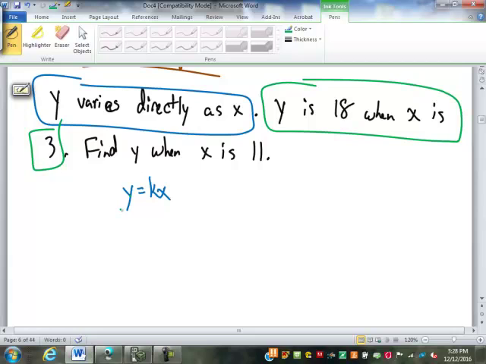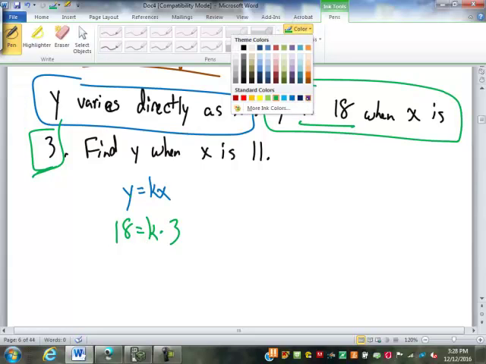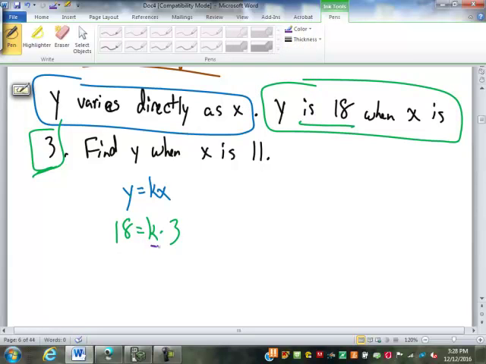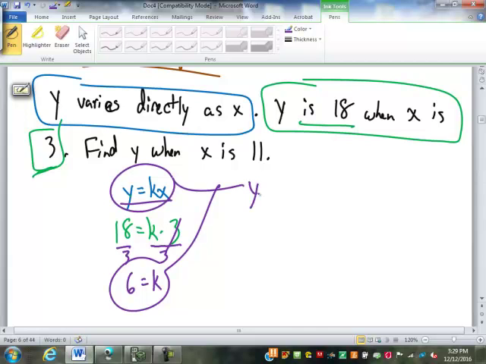Don't be shy. Y is 18, right? Put in K here. What goes in for X? 3. X is 3. So 18 equals K times 3. What do we do there? Divide by 3 to get that 6 equals K. So that's telling us that this relationship here is actually Y equals 6X instead of just Y equals KX.